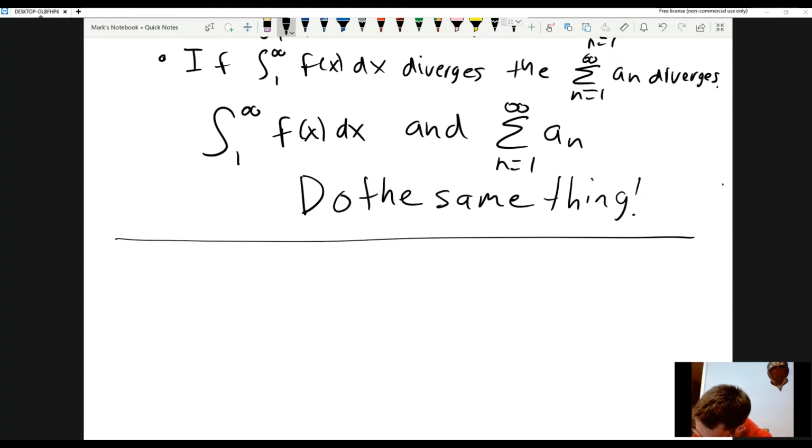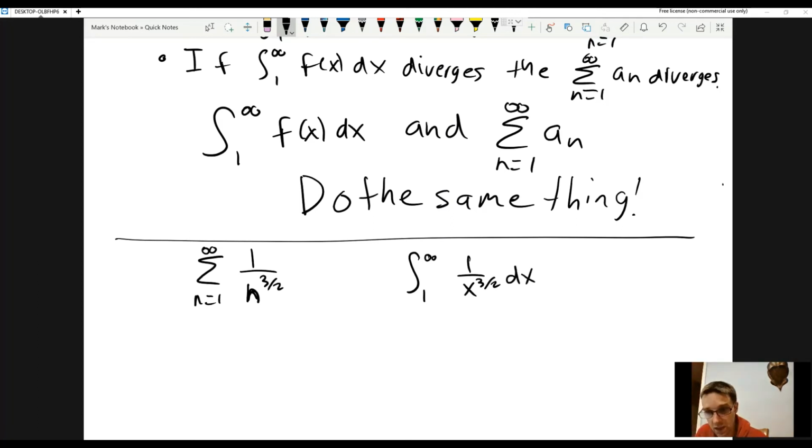All right, so let's see if we can apply that result to a couple of examples. Let's look at the sum of 1 over n to the 3 halves from n equals 1 to infinity, and we'd like to determine if that converges or diverges. According to the integral test, if the corresponding integral, the integral from 1 to infinity of 1 over x to the 3 halves, converges, then the sum converges. And if that integral diverges, then the sum must diverge, as long as these stipulations are satisfied.